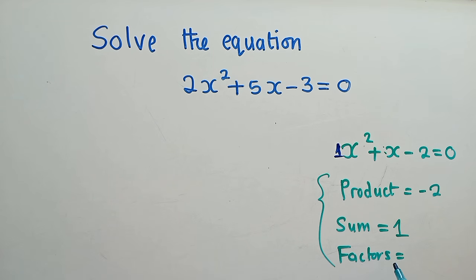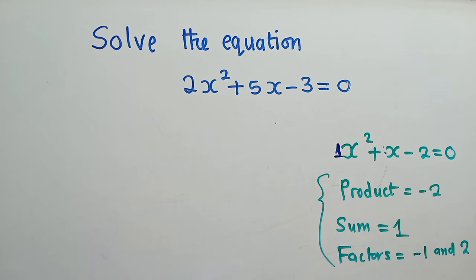Now, what about the factors? When we talk about factors, we are simply talking about two numbers such that when you multiply them, they give you negative 2, and when you add them, they give you a 1. So, what are those numbers? It's actually negative 1 and a 2, of course. Negative 1 times 2 gives us a negative 2. Negative 1 plus 2 gives us a 1. Okay.